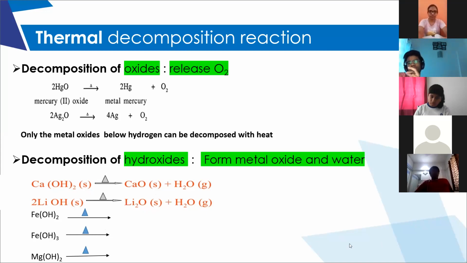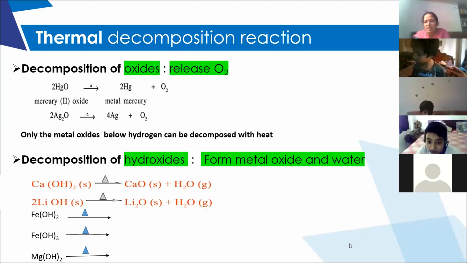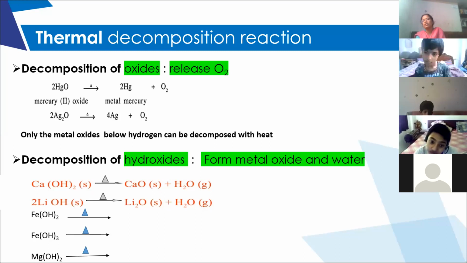Yes, Rohan. Any doubt? Ma'am, the formation of metal oxides is a reversible reaction. No, it's not always a reversible reaction. Even if they are giving oxides and metal, oxygen and metal, upon decomposition, we cannot say it is a reversible reaction.